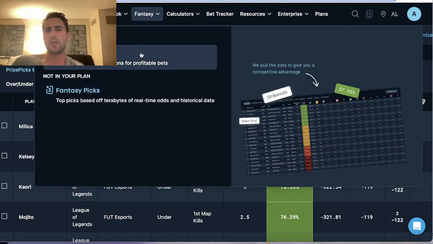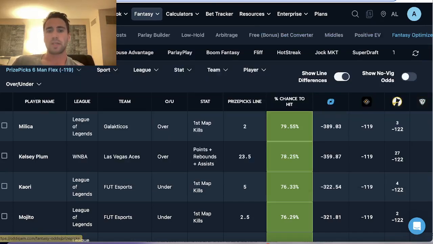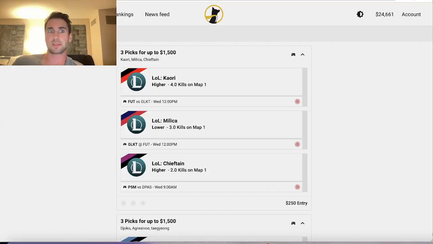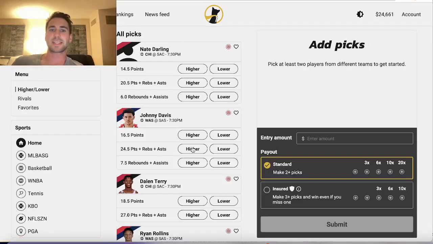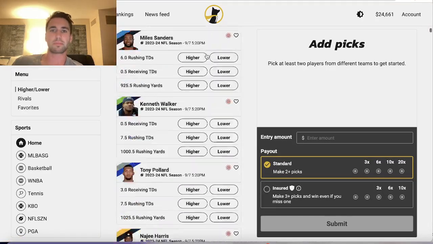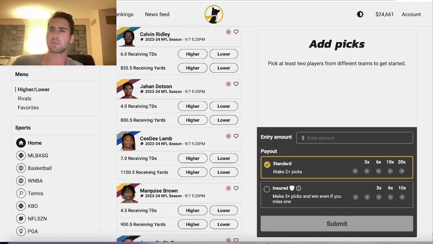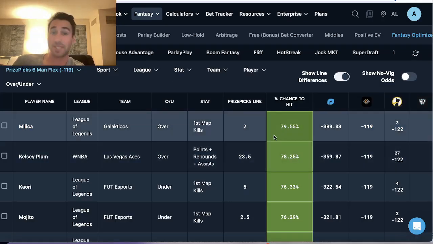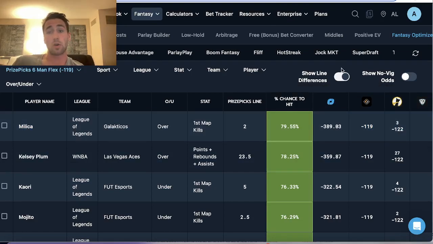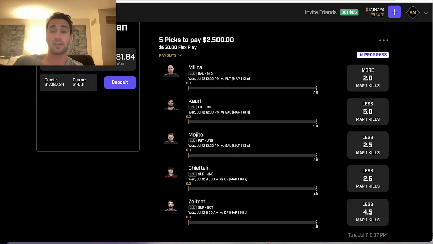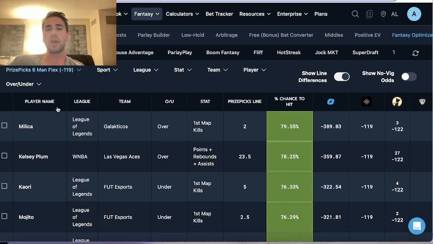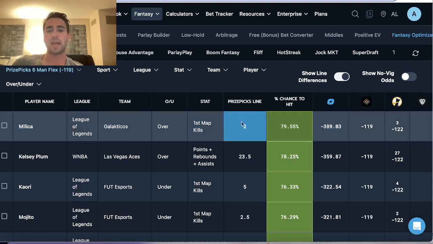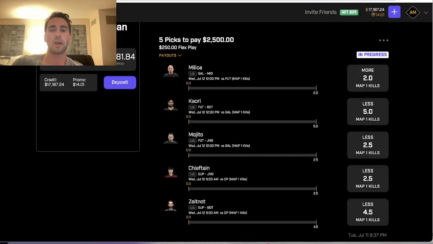So essentially I just use the fantasy optimizer, which literally all it does is, there's nothing that complicated, it scans all of these lines on Underdog Fantasy, Prize Picks. There's tens of thousands of different lines, and it just points out discrepancies, right? So all it's doing is literally scanning all these different sportsbooks, Prize Picks, Underdog, FanDuel, and pointing out really big line discrepancies, right? So Malika's line is 2 on Prize Picks, 3 on Underdog.